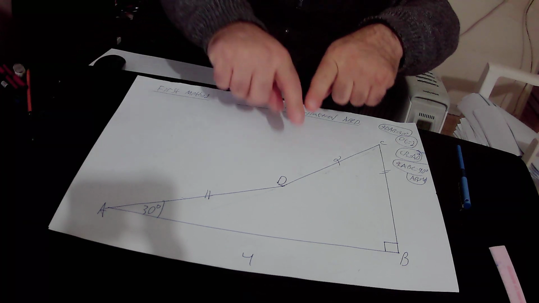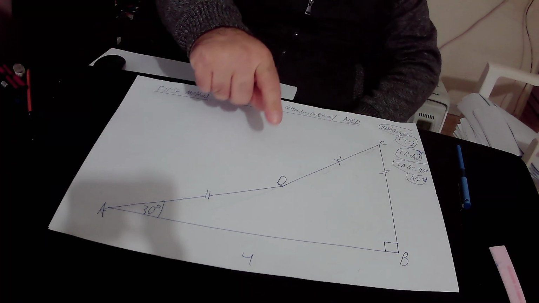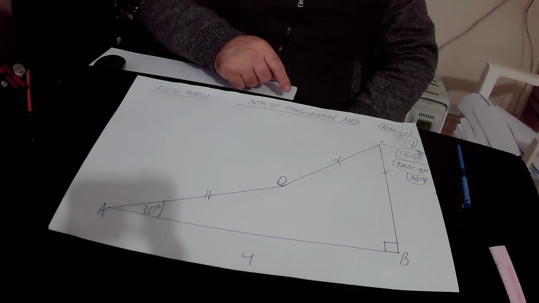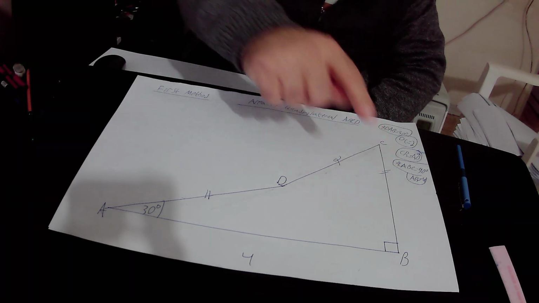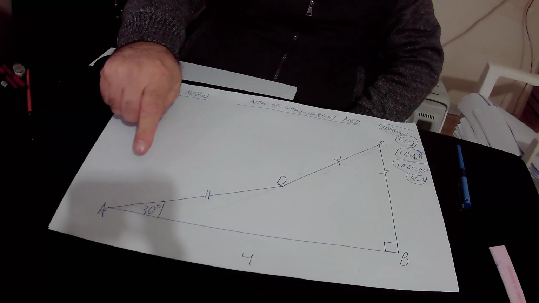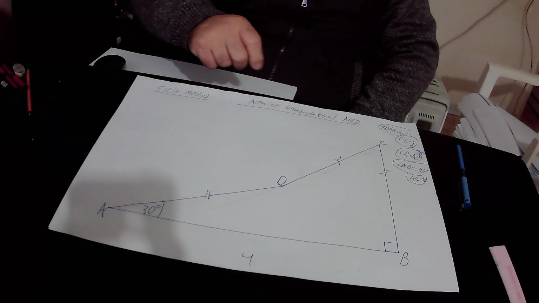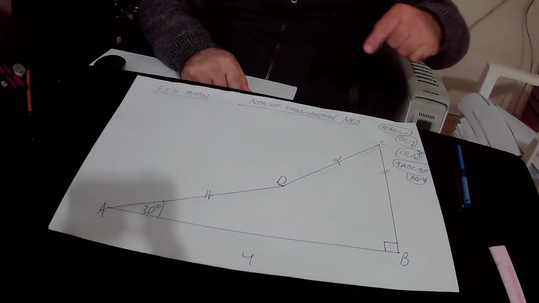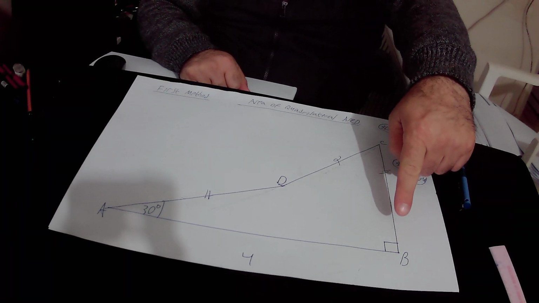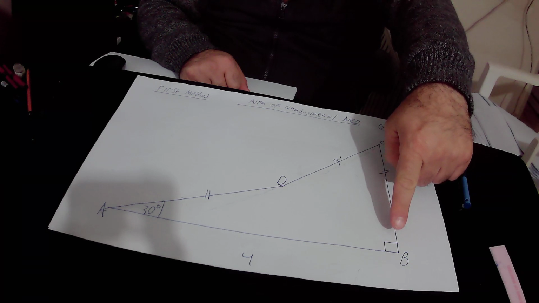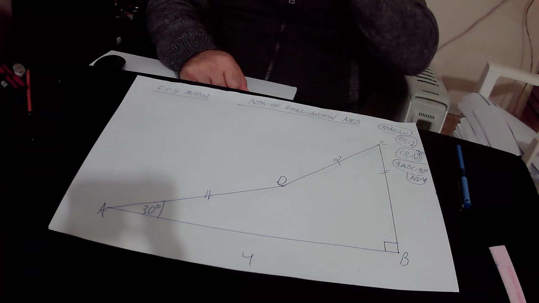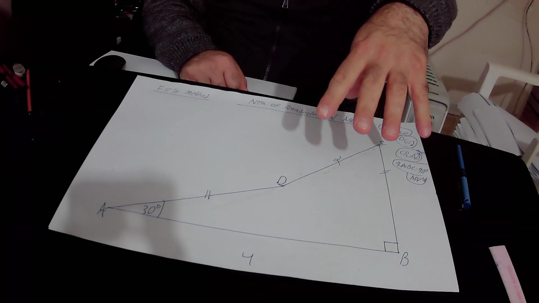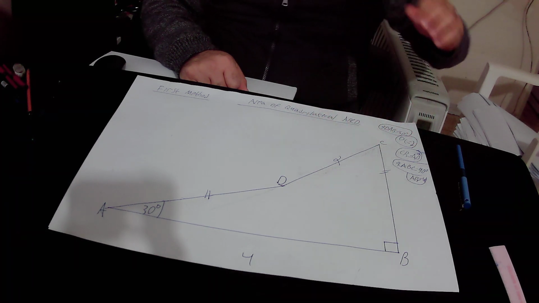We know that side AB equals 4 units, side CD equals 2 units, and we also know that CB equals AD, angle BAD equals 30 degrees, and angle ABC equals 90 degrees. We want to find out the area of this quadrilateral ABCD.